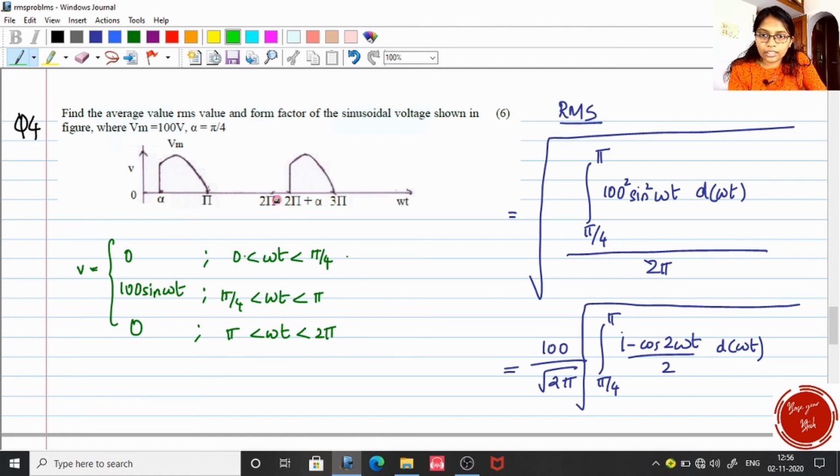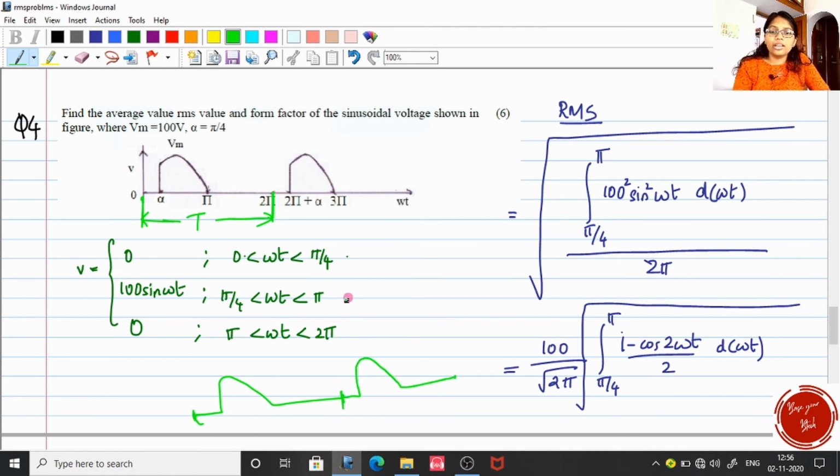The time period is from 0 to 2 pi. See, this is the cycle which gets repeated later on, isn't it? This function gets repeated later on. When I repeat the cycle, I will get the complete graph. So T, the time period, is 2 pi. I have to form the equation from 0 to 2 pi, and you can see that from 0 to alpha and pi to 2 pi you have no function.